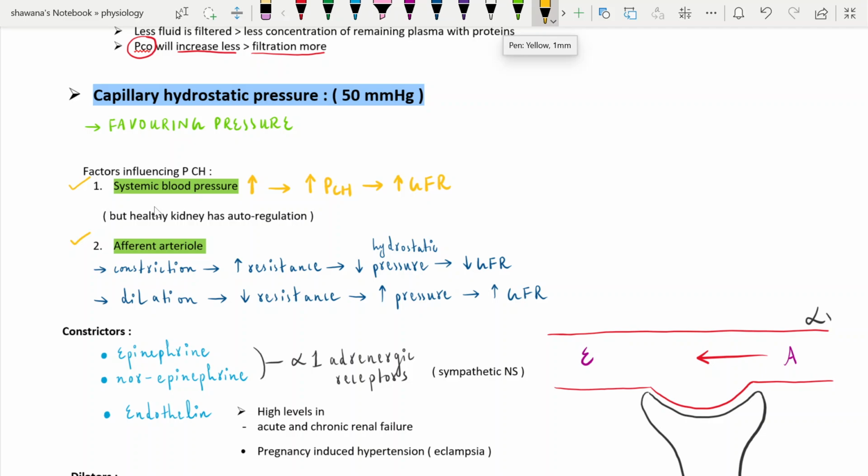First, systemic blood pressure. In case of hypertension, when the blood pressure in the systemic blood vessels increases, it leads to an increase in the capillary hydrostatic pressure and an increase in the GFR. But in case of hypertension or hypotension, the kidney has autoregulatory mechanisms. We will discuss it later, but the kidney starts to autoregulate these kinds of filtration processes.